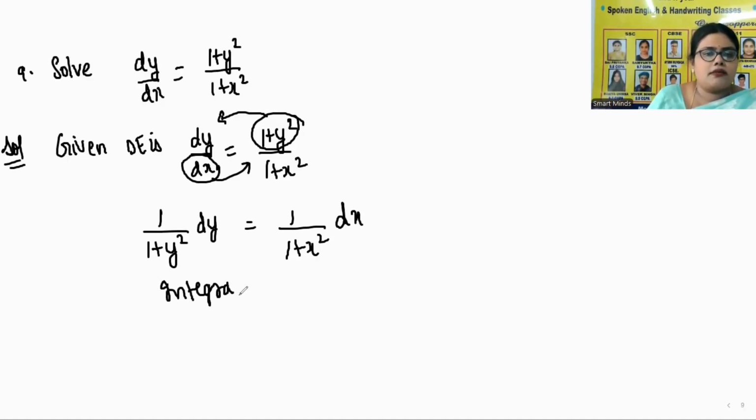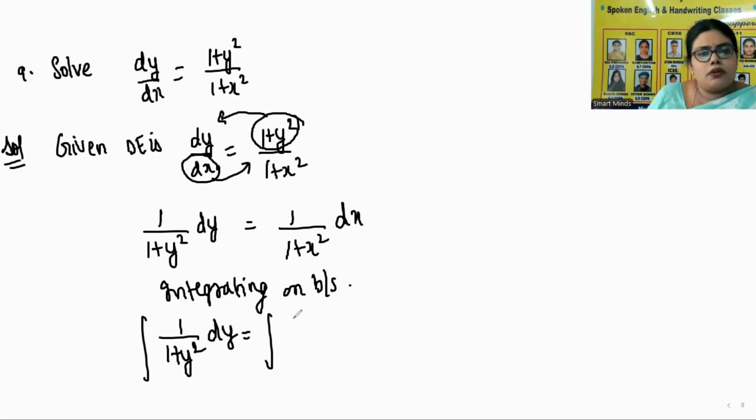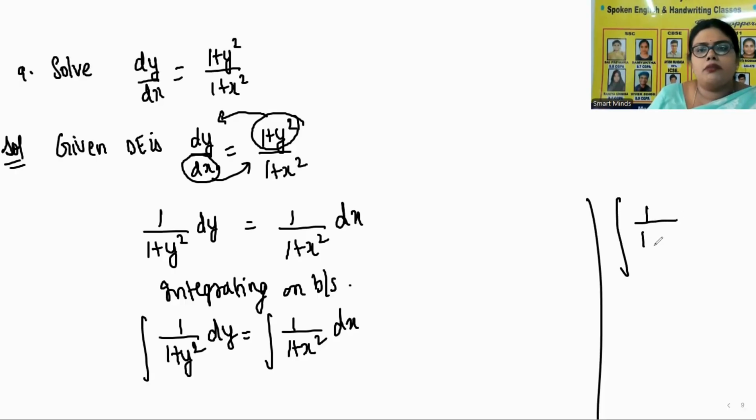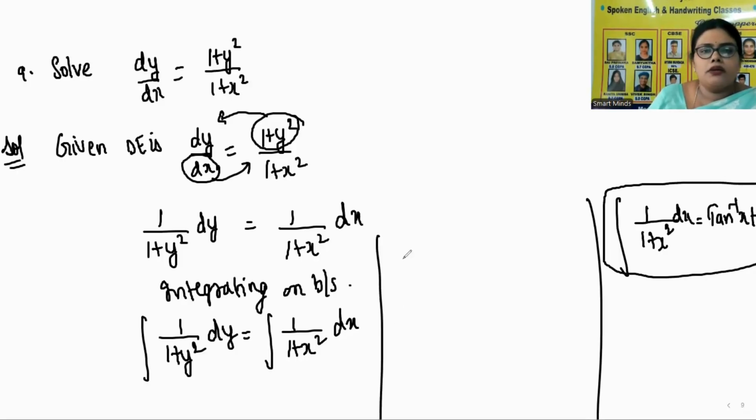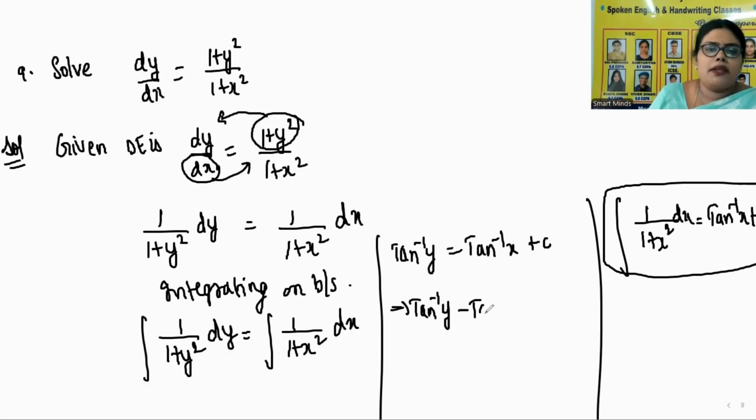Integrating on both sides. So whenever you have dx and dy on either side, we have to integrate on both sides. So integral 1 by 1 plus y square dy is equal to integral 1 by 1 plus x square dx. Now let me give you a formula. Integral 1 by 1 plus x square dx is tan inverse x plus c. So the same formula I am applying over here. So we will get tan inverse y is equal to tan inverse x plus c. Or if I take tan inverse x this side, we will get tan inverse y minus tan inverse x is equal to c. This is the general solution.